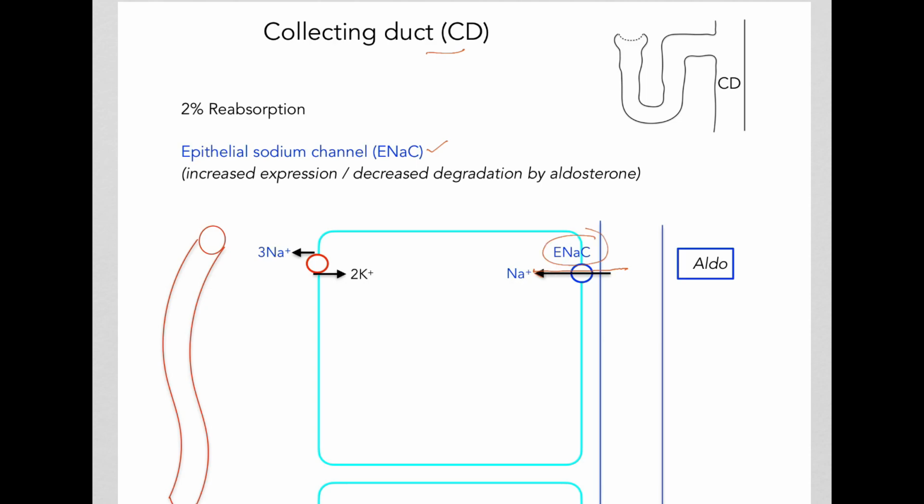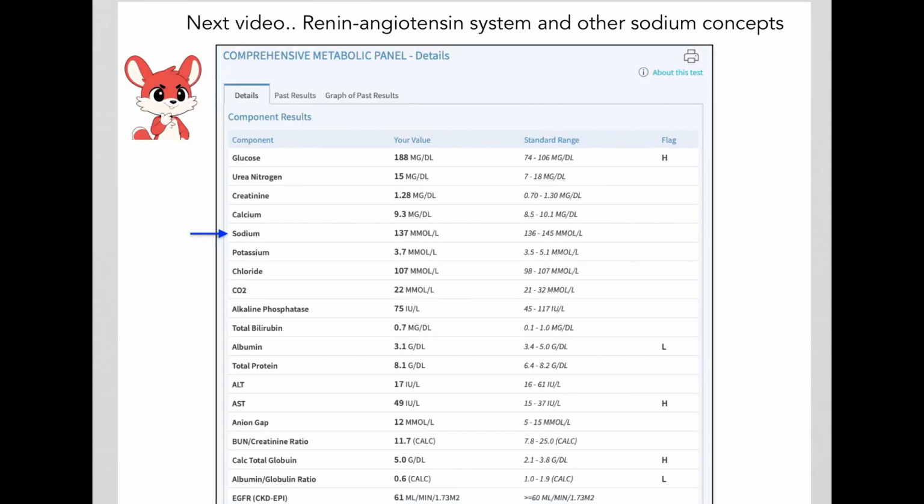ENaC, which is the epithelial sodium channel. And once again, aldosterone increases the expression of ENaC as well as decreases the breakdown, the degradation of ENaC. And by doing this, there will be more ENaC, which means more sodium will be reabsorbed from the cavity back into the bloodstream. So we'll talk about this very important effect of aldosterone in the next video on the renin-angiotensin system. So that's a little bit about the ADME of sodium.